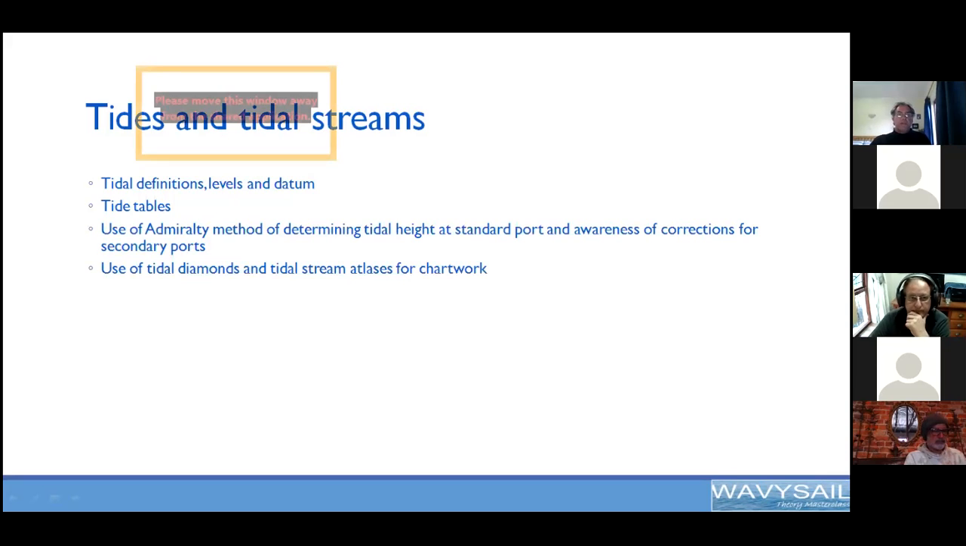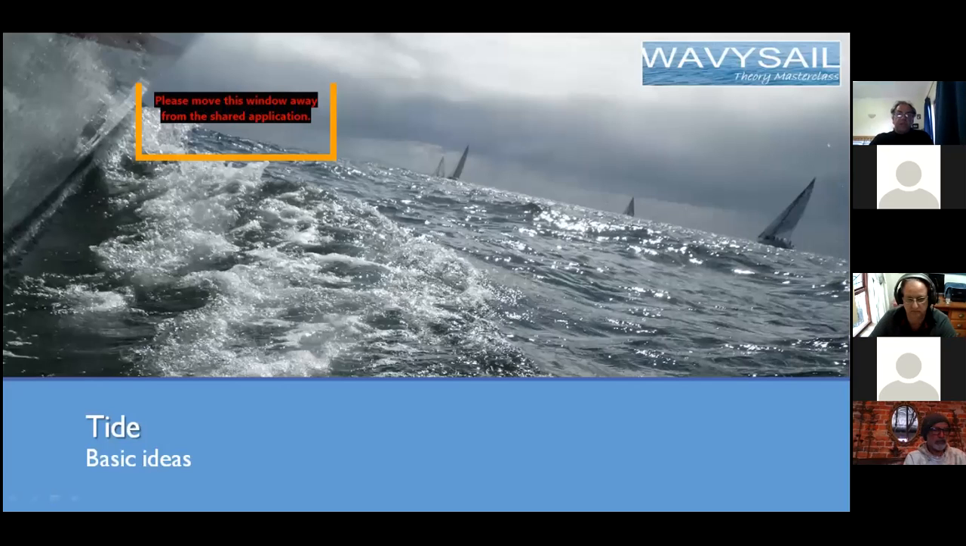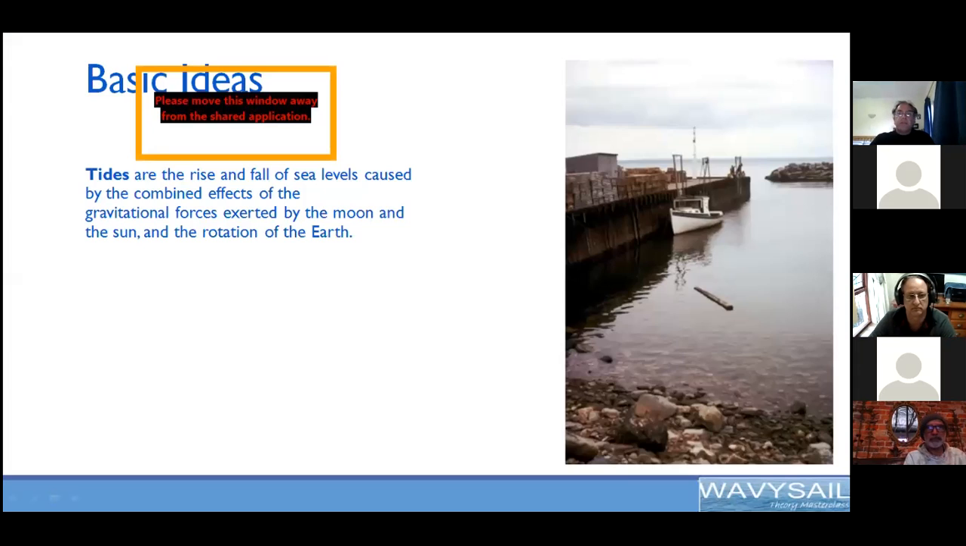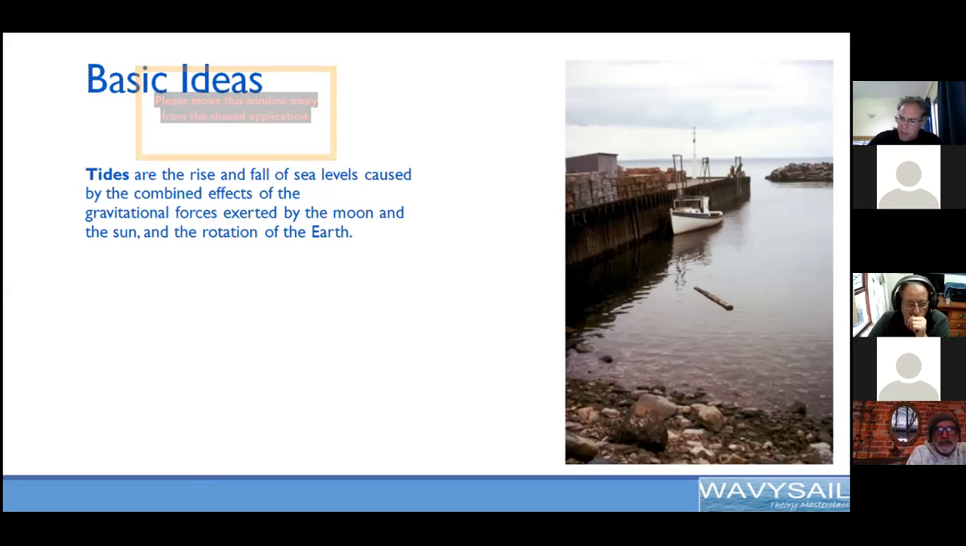And then the use of tidal diamonds and tidal streams from atlases for chart work. So, tides, basic ideas. Tides are the rise and fall of sea level caused by the combined effects of gravitational forces exerted by the moon and the sun on the planet Earth. I don't think this is strange to anybody.